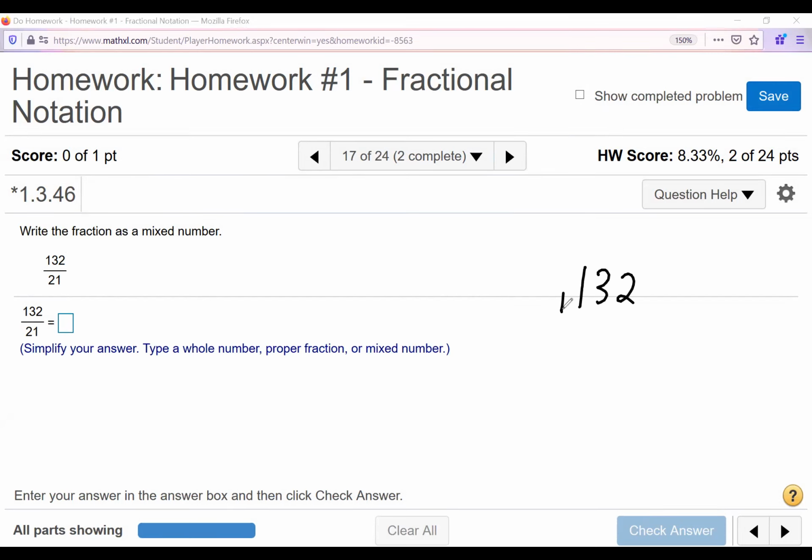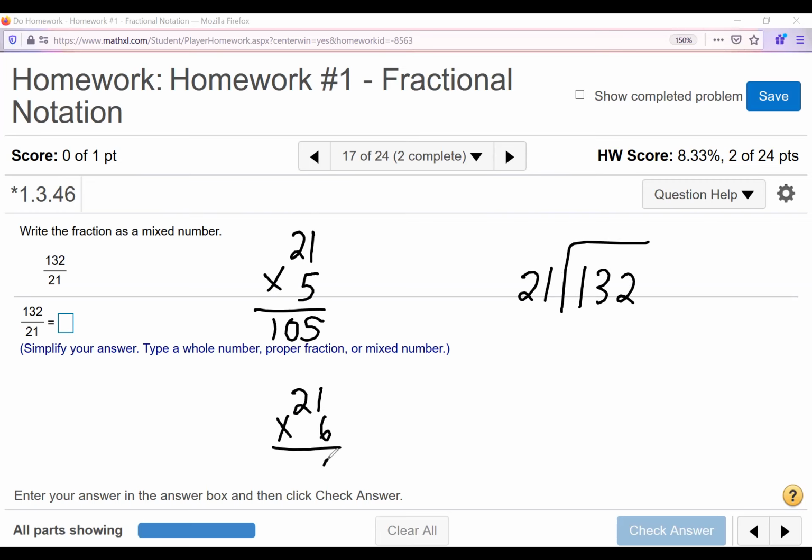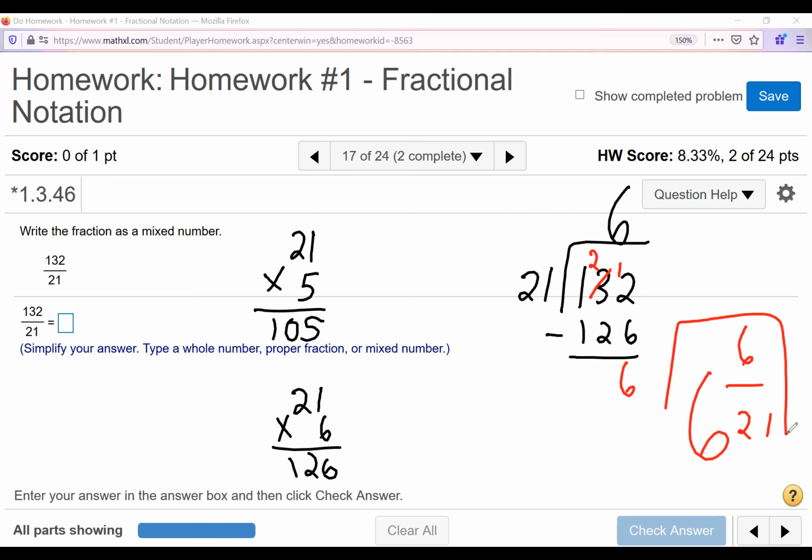132 over 21. So right away, I need to figure out how many times does 21 go into 132? Not sure. Let's try 5. 21 times 5 is 105. Seems a little far off. Let's try 6. Let's see, 21 times 6, that's 126. That seems good. Okay, so I'm going to write 6 for my quotient here. 6 times 21 is 126. Then I'll subtract, and I'm getting a remainder of 6. So it looks like 6 and 6 over 21 would be my mixed number.